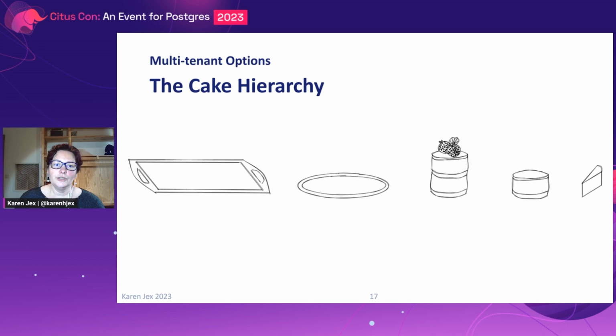So I'm going to use cakes as an analogy. Just as you could have one or more trays that contain one or more plates, and on each of those plates we could put one or more cakes. Those cakes could be made up of multiple tiers, and you can cut those cakes into multiple slices.